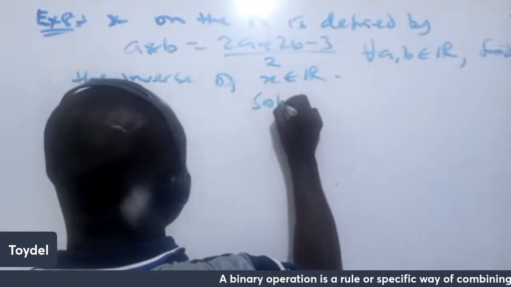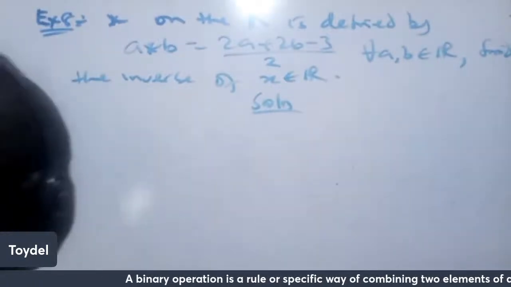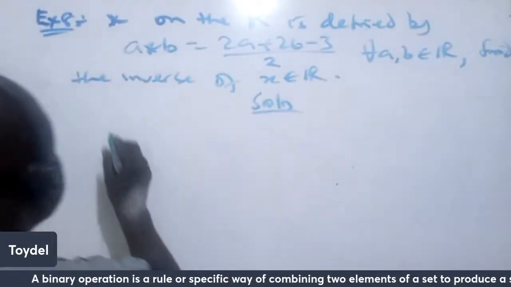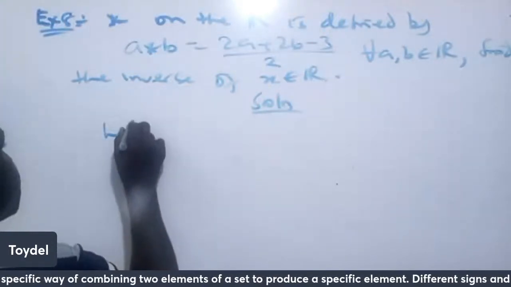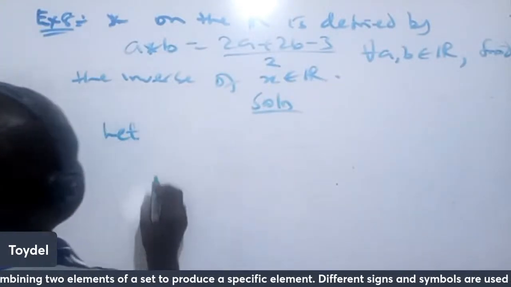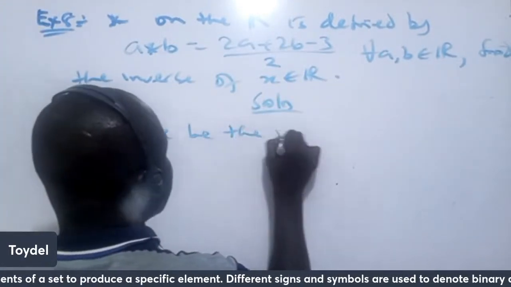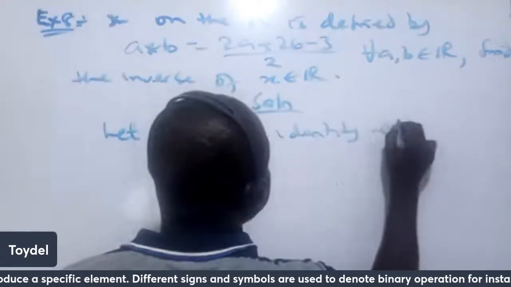In this case, we have established that you cannot find the inverse element without the identity element. So we go ahead and find the identity element. Let E be the identity element.